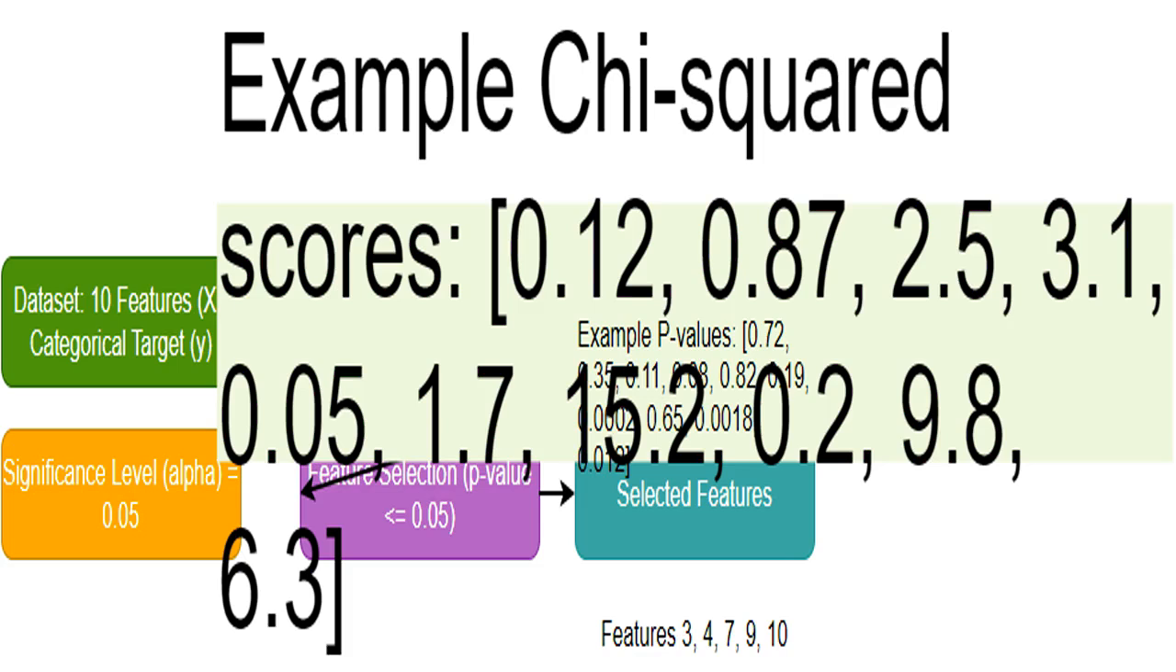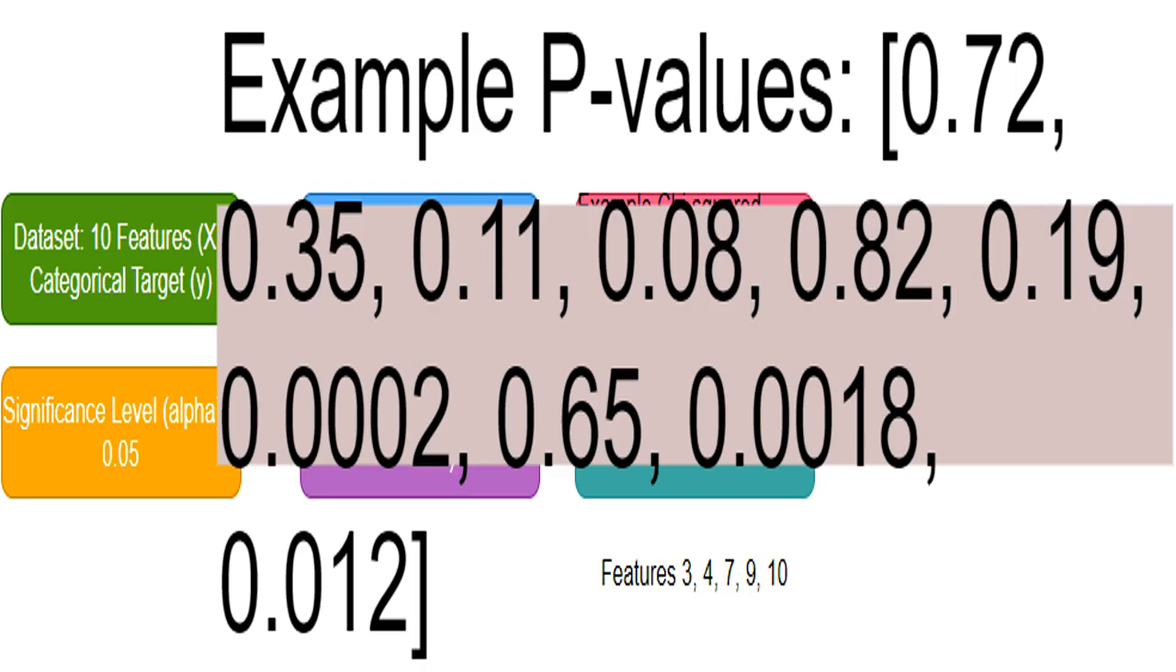These are example scores from the chi2 function. Each number corresponds to one of the 10 features, showing how strongly that feature is associated with churn. Higher scores suggest stronger associations. These are the p-values corresponding to the chi2 scores. Remember, I'm looking for values less than or equal to 0.05 to select features.